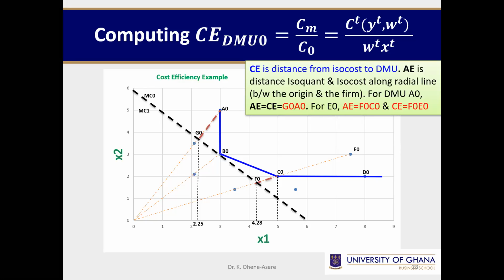Doc, please, I have a question. Are we looking at the cost values at those points, or are we just taking the quantities at those points? So 2.25 over 3. Yes, we are looking at the cost values. But we are not looking at the cost values here because we are looking at distance on the frontier.